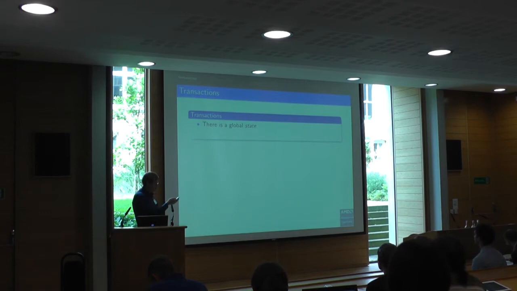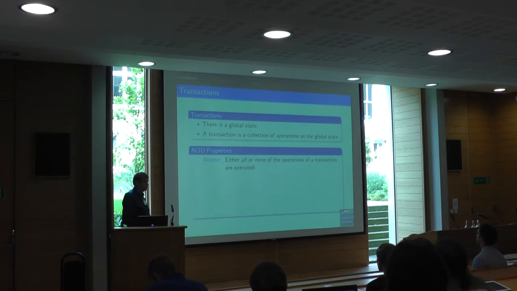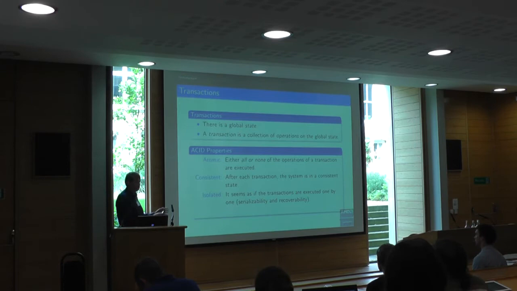First, a little background. The idea of a transaction is that we have some global state, and a transaction is basically a collection of operations on the state, and we want these operations to be executed atomically. That means we want to either execute all of the operations or none of them. After each transaction, we want the state to be consistent, and we want transactions to be isolated from one another. Formally, we want them to be executed serially, and it should seem as if we execute them one after the other.